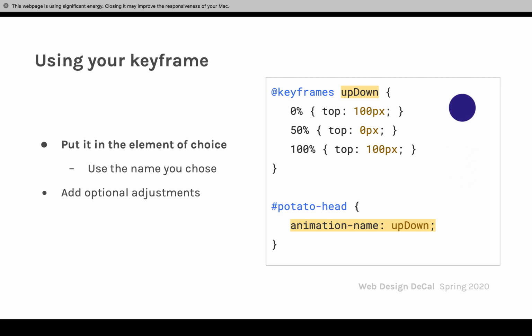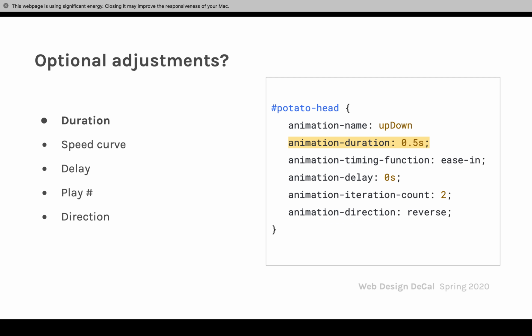There's also a ton of other optional adjustments that you can add. First of which is duration. Actually, this isn't optional. Duration just means how long the animation will run once. So if we do up-down 0.5s, that means it'll take half a second to run up-down fully from 0% to 100%. And S stands for seconds in this case.